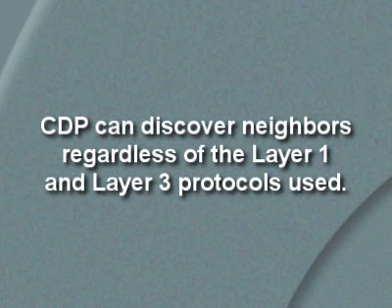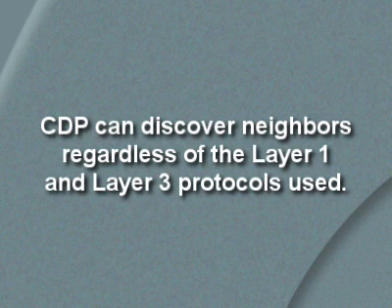It discovers neighbors regardless of what layer 1 protocol or media is being used, and regardless of what layer 3 protocol is being used as well. Discovered CDP information includes device IDs, addresses, incoming ports, ports on the neighboring device where the information came out of, as well as the platform and capabilities of that neighboring device. CDP operates on Cisco routers with iOS of 10.3 and later.